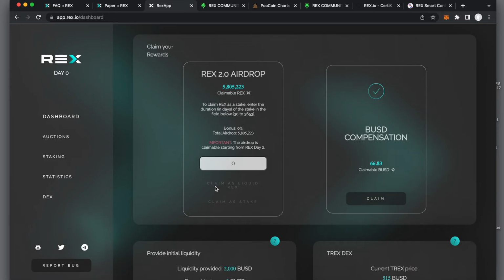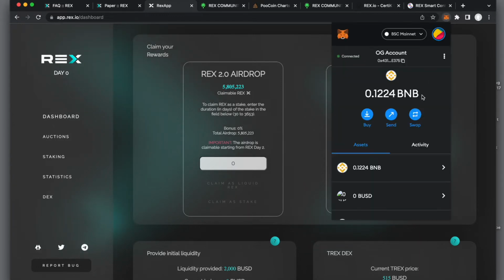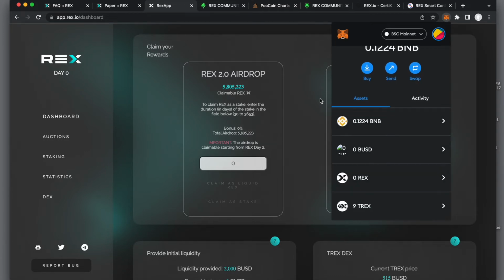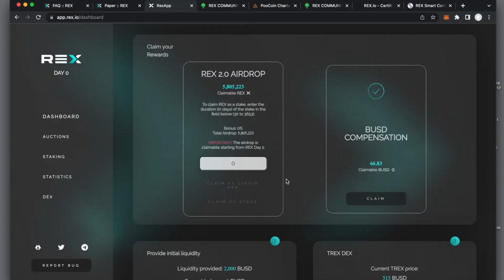The first way is to claim that as liquid Rex, which means when this button is active on the 2nd of July, I will be able to just click that, and then 5.8 million Rex will show up in my wallet right here. And then I can do whatever I want with that Rex.